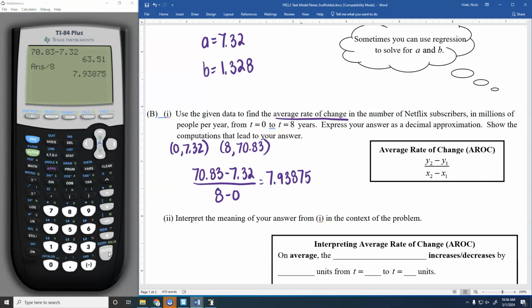Now, at this point, I don't know that you have to put units with your answer, but in part 2, you're definitely going to have to put units with your answer. So I'd go ahead and do units right here. What are the 70.83 and the 7.32? What are those? Yes, but are there only 70.8 people that have a Netflix subscription? Million people. So this is million, and I guess we should say subscriptions, because many people might be sharing their Netflix, where maybe there's more people than just subscriptions. So, million subscriptions per, and then what are 8 and 0 measured in? Years. So, million subscriptions per year.